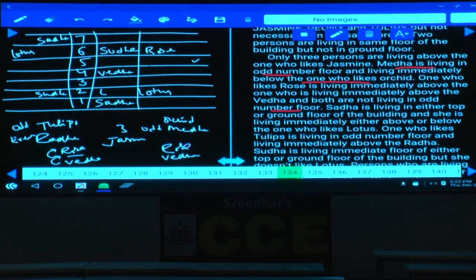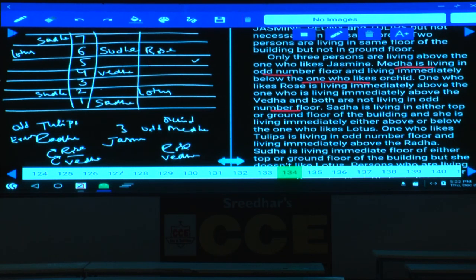Rose and Veda. Because in the even number floor there is exactly one person staying. Only in the odd number floor we have 2 persons. And 3 persons are living above the one who likes jasmine. Tell me what should be the position of this jasmine here?